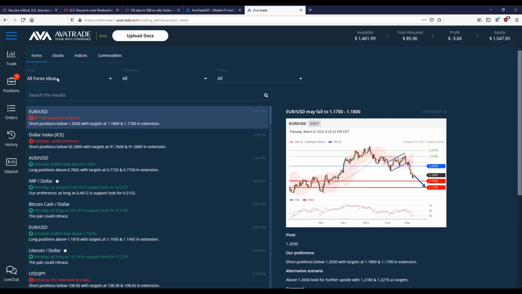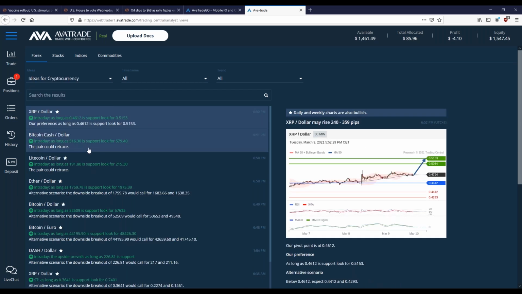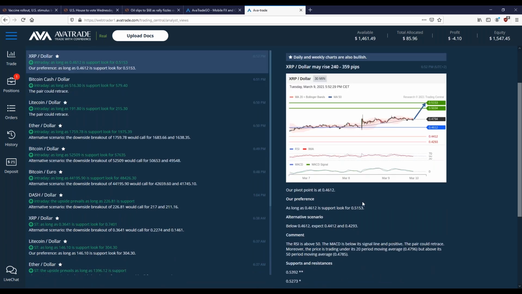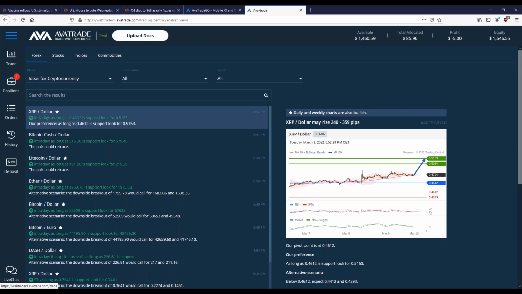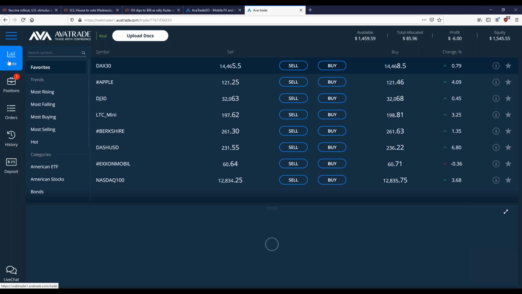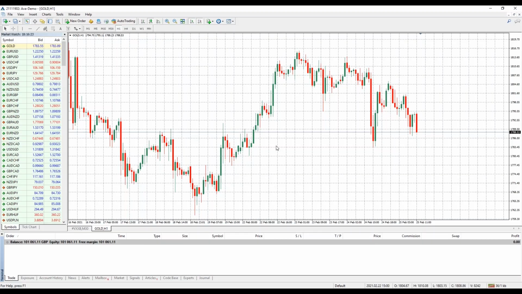You can switch to cryptocurrencies as well. Okay, fresh signals coming in, technical analysis done for you. If you like what you see, you agree with it, you can trade on it. So very cool features on the WebTrader and AvaTrade Go. Now let's get on the MT4 platform and take a look at what's happening. And so let's look at gold.